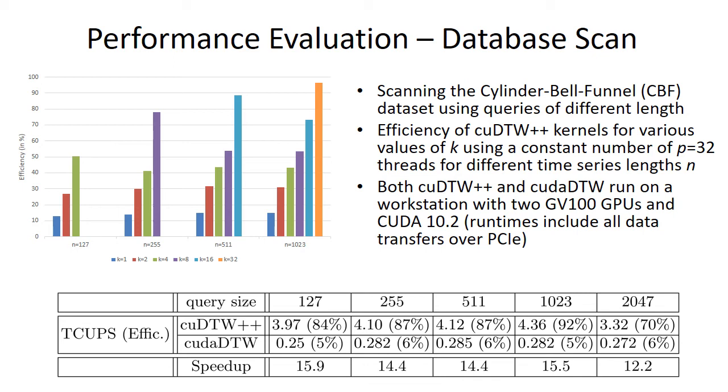And then we also compare the performance in the table here to the previously fastest program, cuDTW. You can see that we can achieve speedups of between 15.9 and 12.2. Both software is executed on the same hardware.